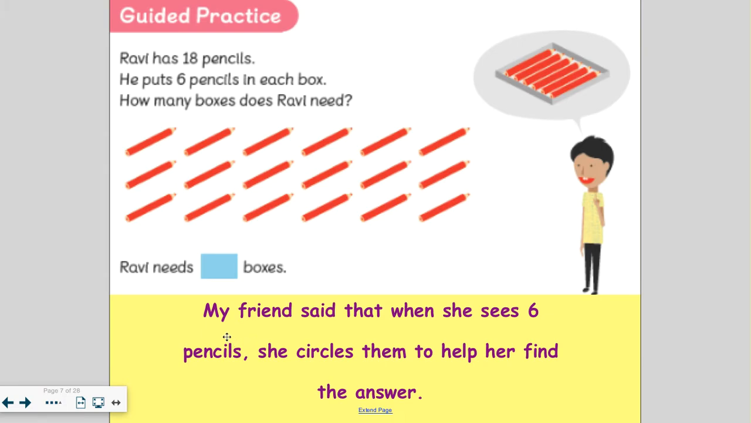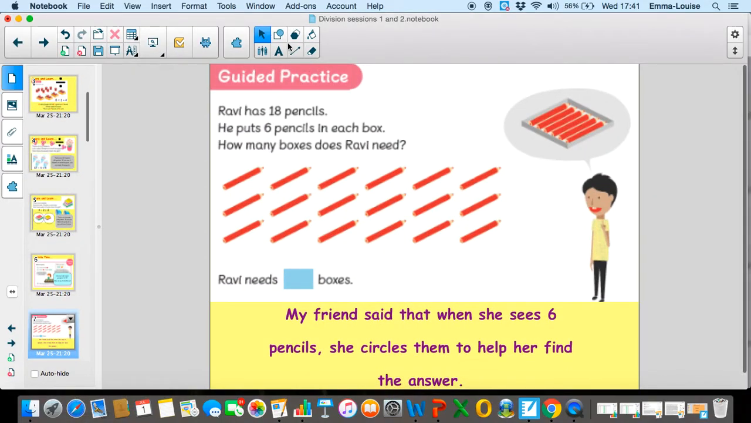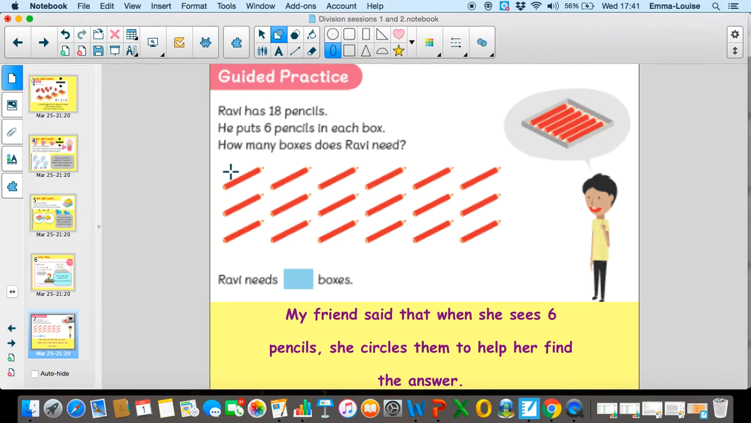My friend said that when she sees 6 pencils, she circles them to help her find the answer. Can you see a group of 6 on the board looking at the pencils that we can see in the array? Of course, I can see a group of 6 going across a row. So what I might do to help me, just like my friend suggested, is draw a circle around one of the groups of 6. I've grouped 6 pencils into that group.